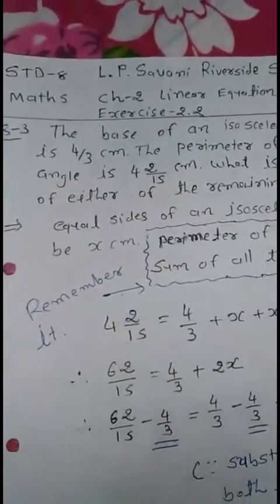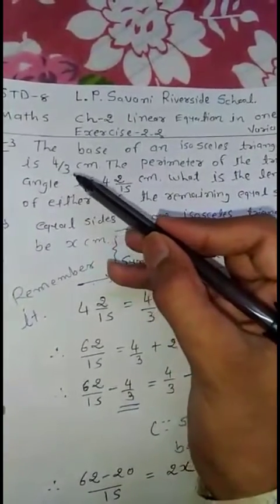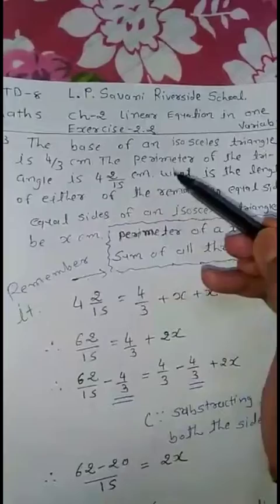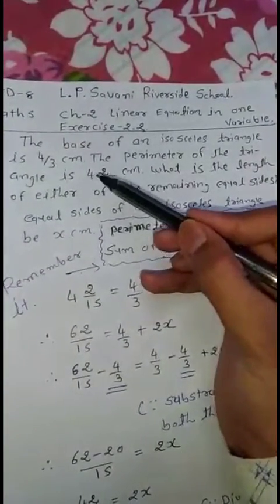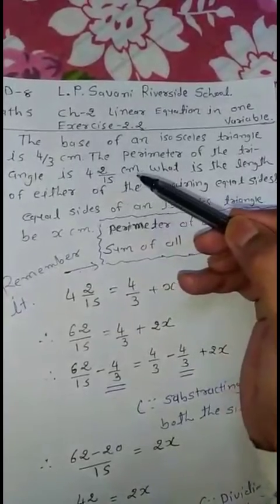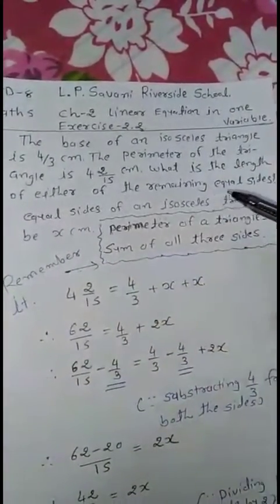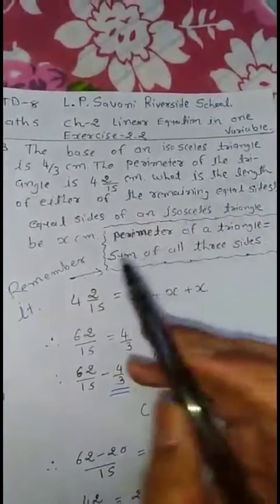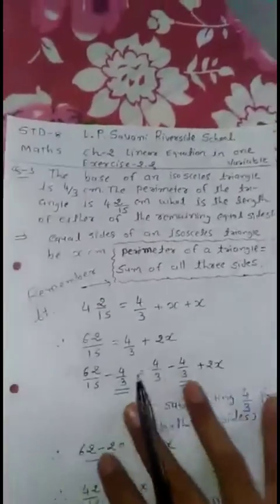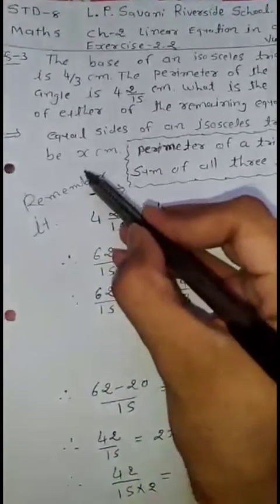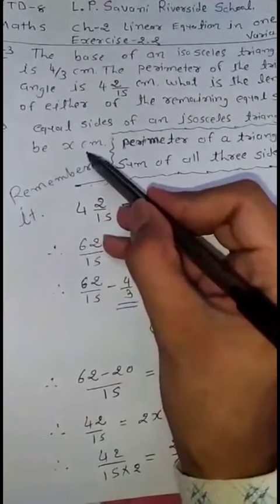The base of an isosceles triangle is 4 upon 3 centimeter. The perimeter of the triangle is 4 2 upon 15 centimeter. What is the length of either of remaining equal sides? Here an isosceles triangle is given, so first we assume every equal side is equal to x centimeter.